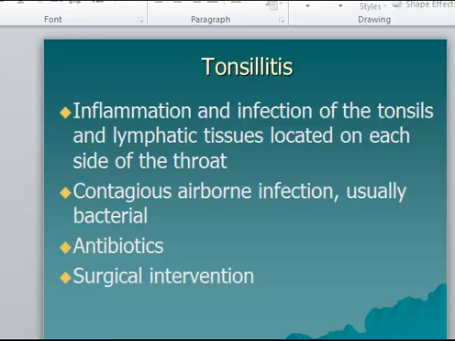Tonsils are usually swollen and red with pus. Tonsils may be covered with a white or a yellow exudate. Purulent drainage may be expressed by pressing a tonsil. The uvula usually is very swollen or inflamed, and the cervical lymph nodes are usually tender and enlarged.